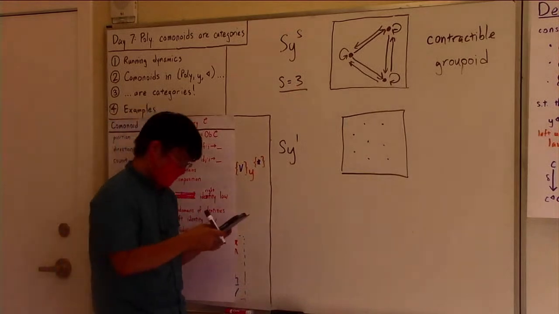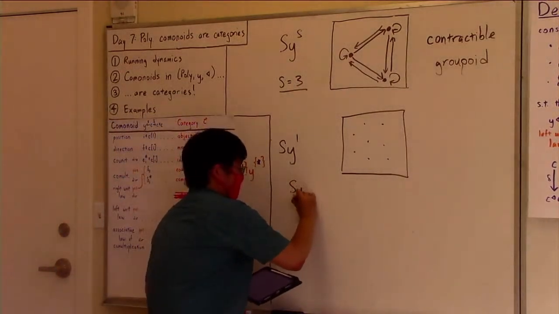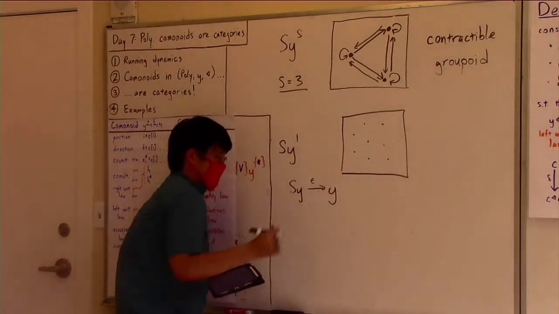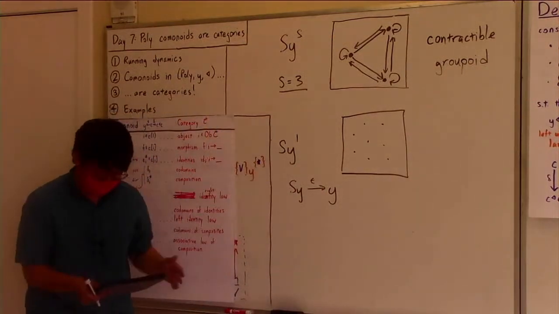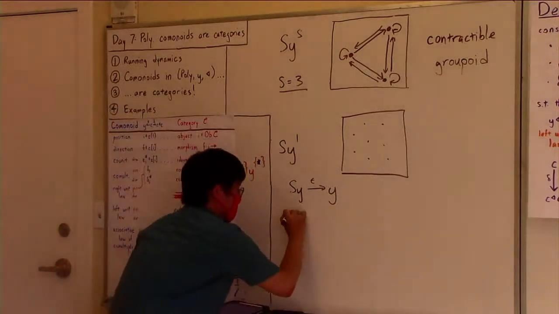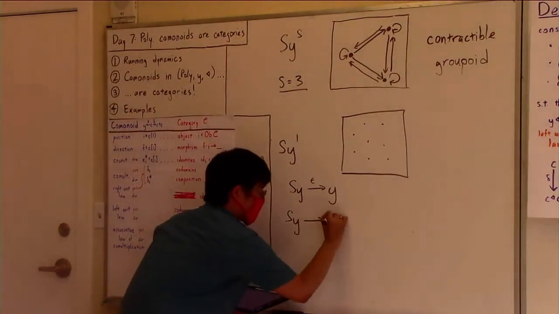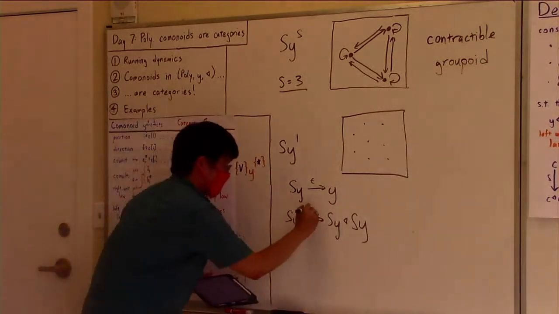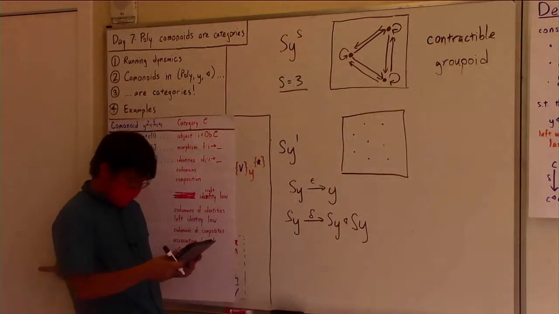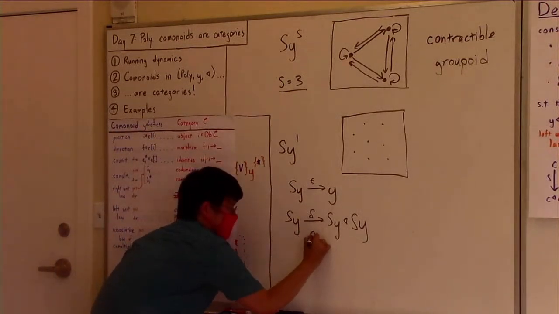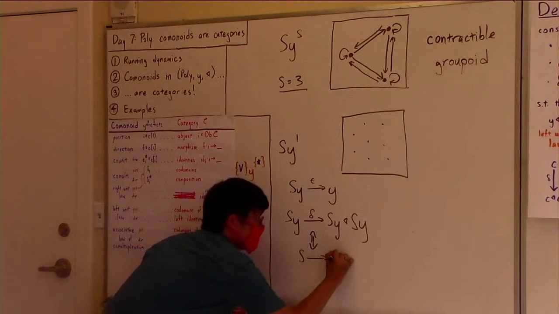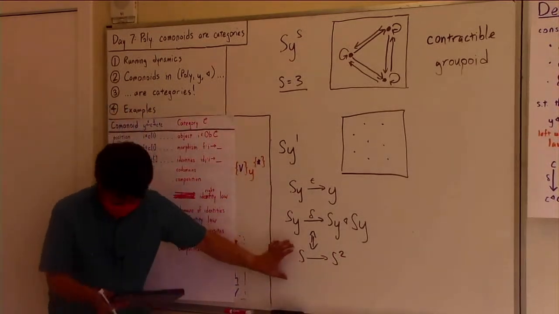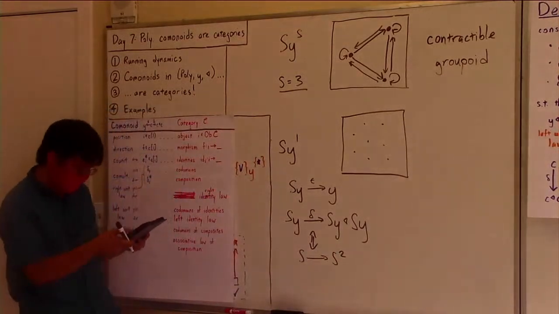And you can see that, as expected, there's only really one morphism from SY to Y, which identifies all of the identities. And composition is this particular map, which is equivalent to just a map from S to S squared. So the co-multiplication is really just equivalent to a map from S to S squared.